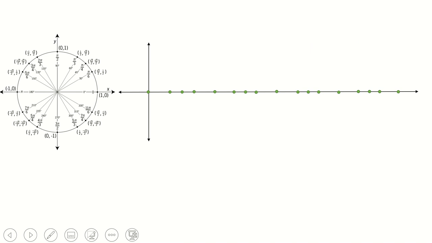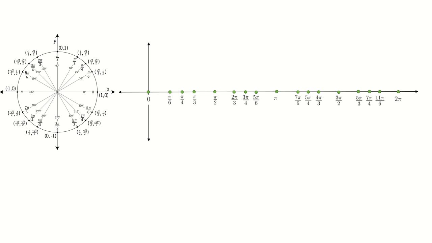Now we are going to label those key points with the angles that they came from. We're going to do that in radians. So each of these key points came from a radian measure on the unit circle. Now that we have done this, we are ready to start thinking about our graph of sine.